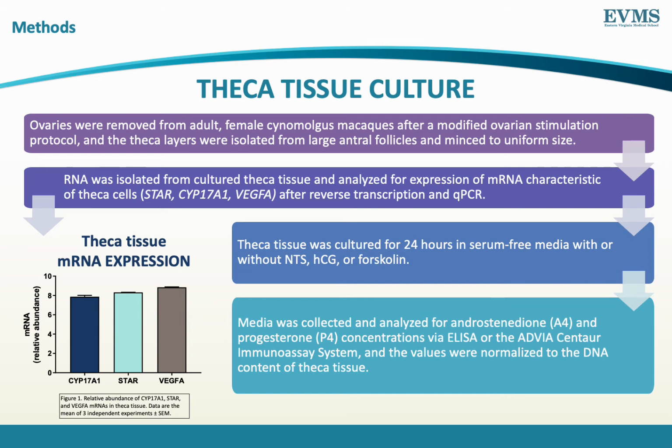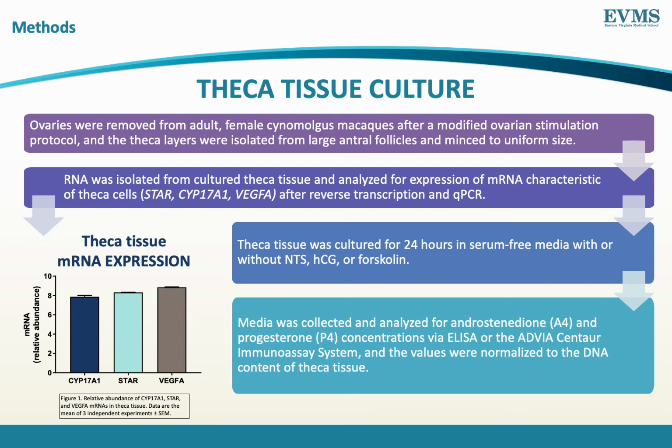Ovaries were removed from adult female cynomolgus macaques after a modified ovarian stimulation protocol, and the theca layers were isolated from large antral follicles and minced to uniform size. RNA was isolated from cultured theca tissue and analyzed for expression of mRNA characteristic of theca cells, specifically STAR, CYP17A1, and VEGF-A, after reverse transcription and qPCR. Expression of all three transcripts was confirmed, shown in the bottom left graph.